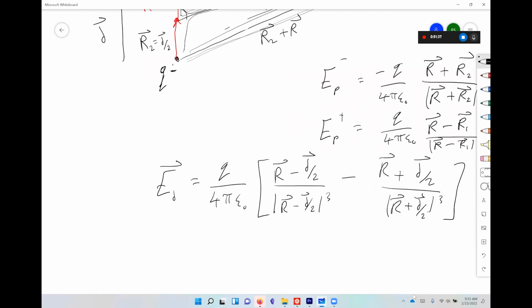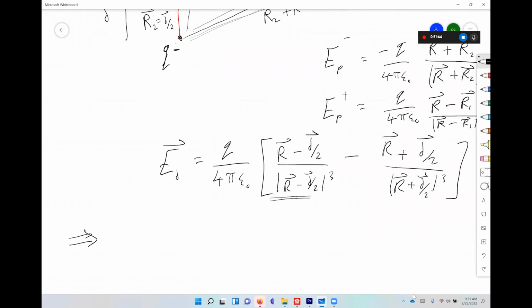Okay, so this term is interesting. I'm going to continue this derivation next time.